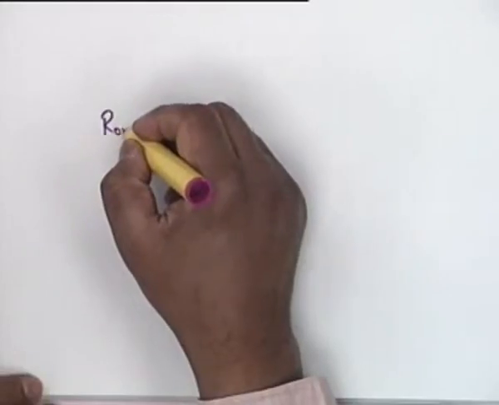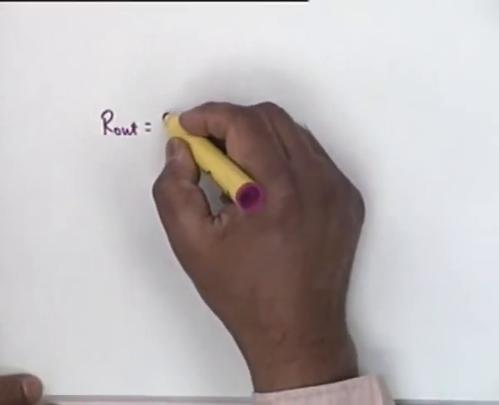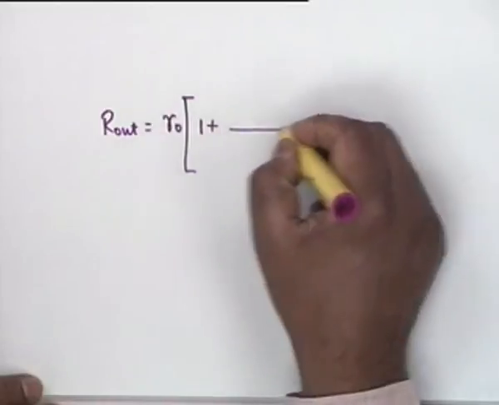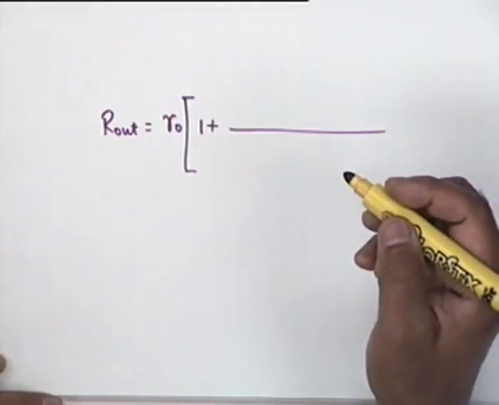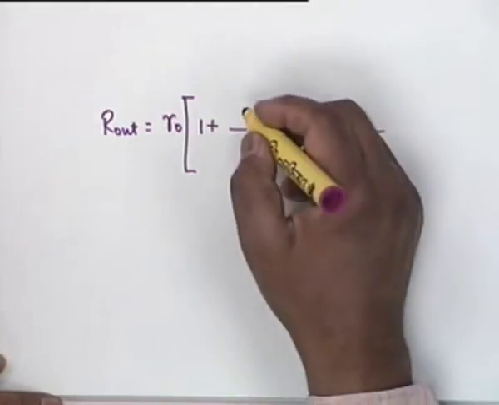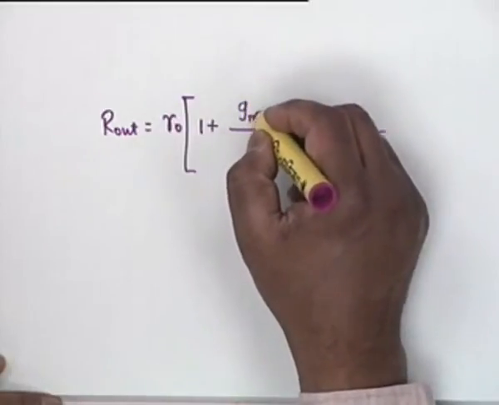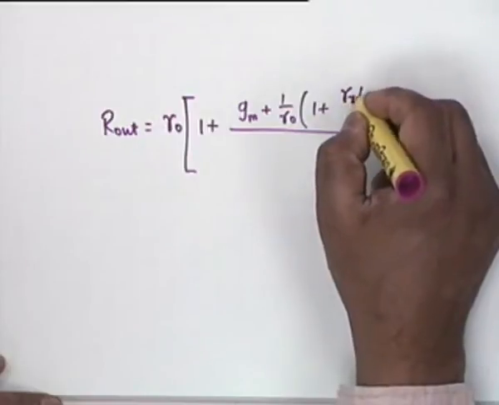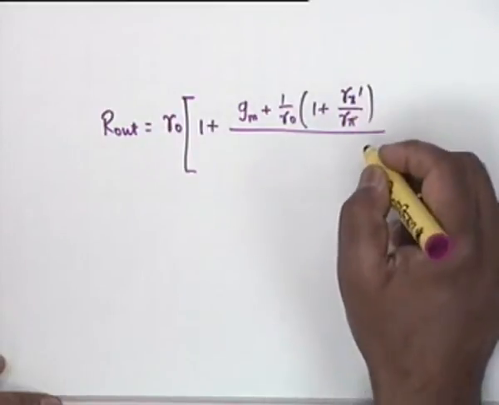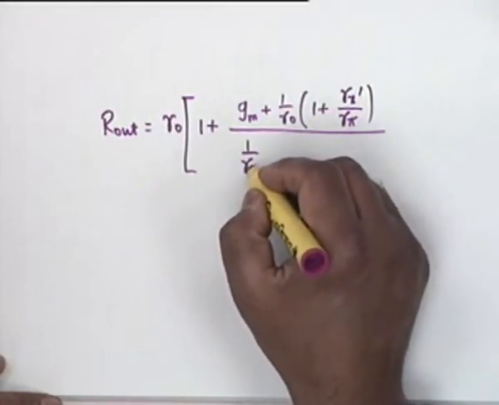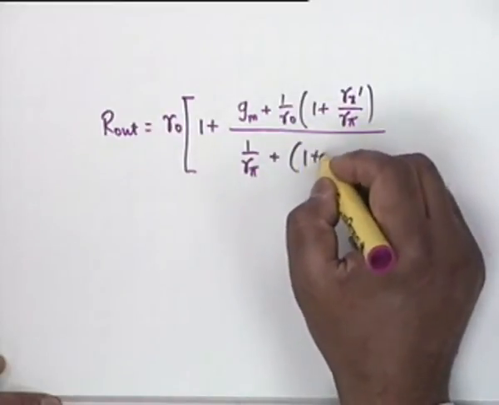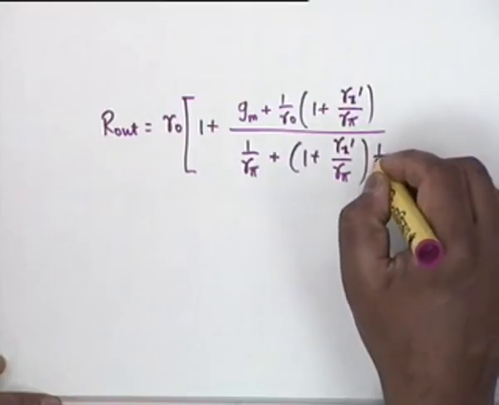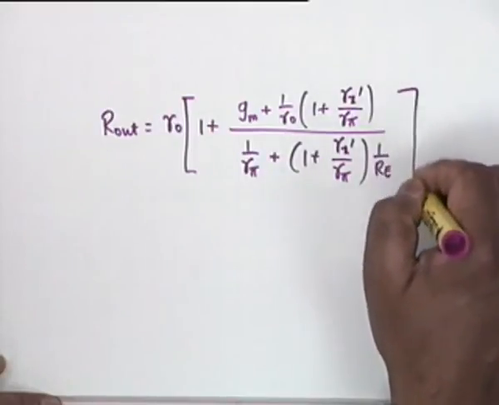The R out is equal to, exact expression is this, R0 times 1 plus, now you can see that this is, if R0 were not there it would be infinity. R0 times 1 plus GM plus 1 over R0 times 1 plus Rx prime divided by R pi, over 1 over R pi plus 1 plus Rx prime divided by R pi times 1 over RE. This is the exact expression.